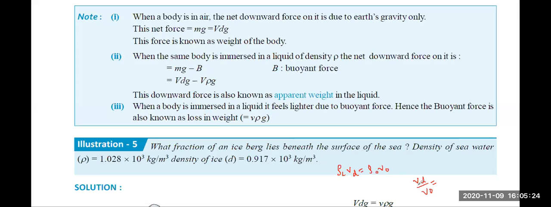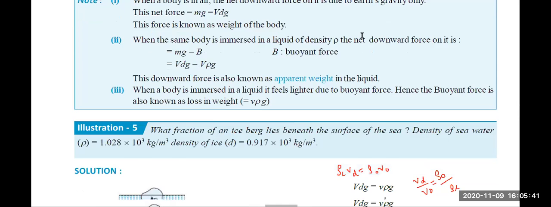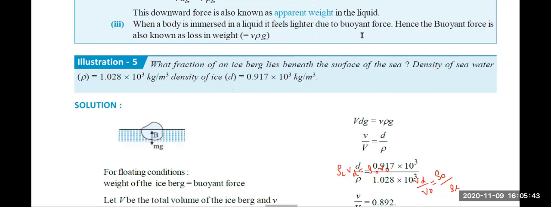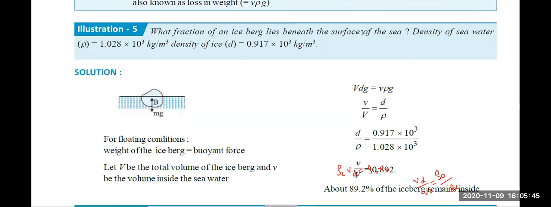The volume displaced to the volume of the object is given by the density of the object by the density of the liquid. As simple as that. Yes or no? Tell me. Got it? Think about it. So this was a fairly easy problem, no? It's almost close to 90%.